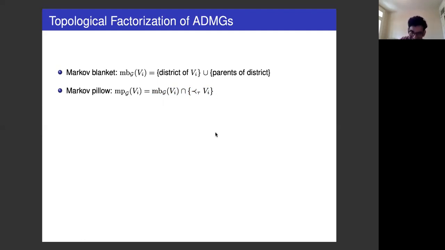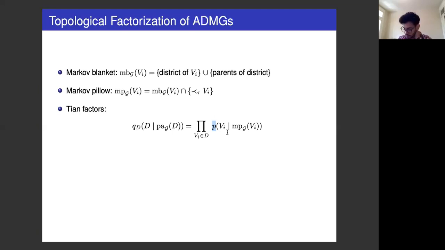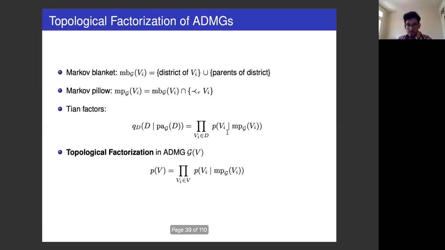Based on this, we can rewrite the Tian factors as a product of conditional densities of each vertex in the district given the Markov pillow of that vertex. Combining this with the Tian factorization in the previous slide, we have a topological factorization as a product over all the vertices in the graph given their Markov pillows.